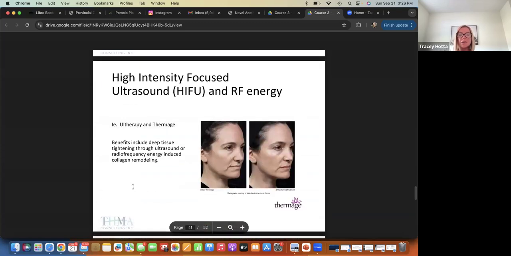High intensity focused ultrasound and RF energy. We're referring to things like Ultherapy and Thermage. Benefits include deep tissue tightening through ultrasound or radiofrequency, which does produce collagen remodeling. So oftentimes these are one treatment, very little, if any, downtime, and then we have to wait 3 to 6 months for collagen remodeling to happen.